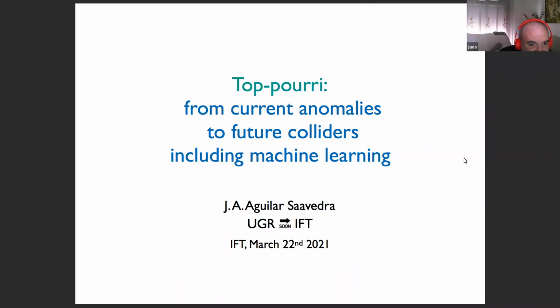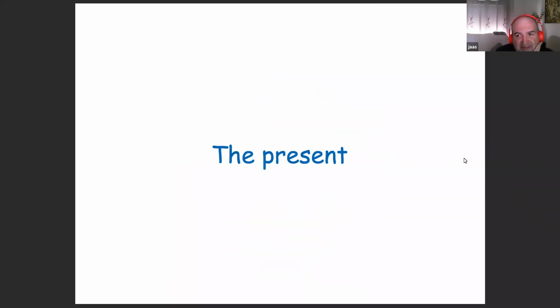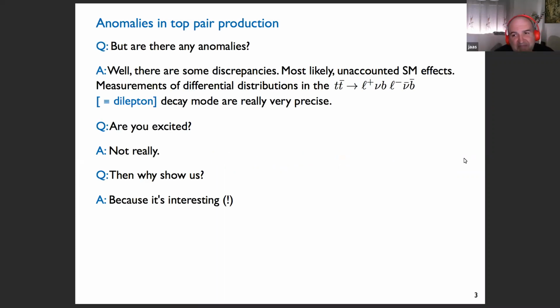So let me start with the present, which means the anomalies. Maybe some of you may question, but what the hell are the anomalies? Well, there are a few anomalies in top pair production. Most likely, unfortunately, these are unaccounted standard model effects.